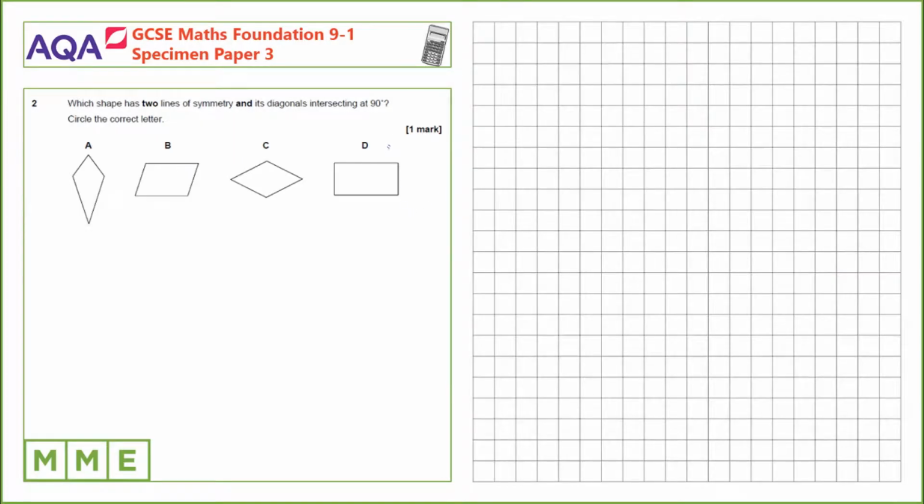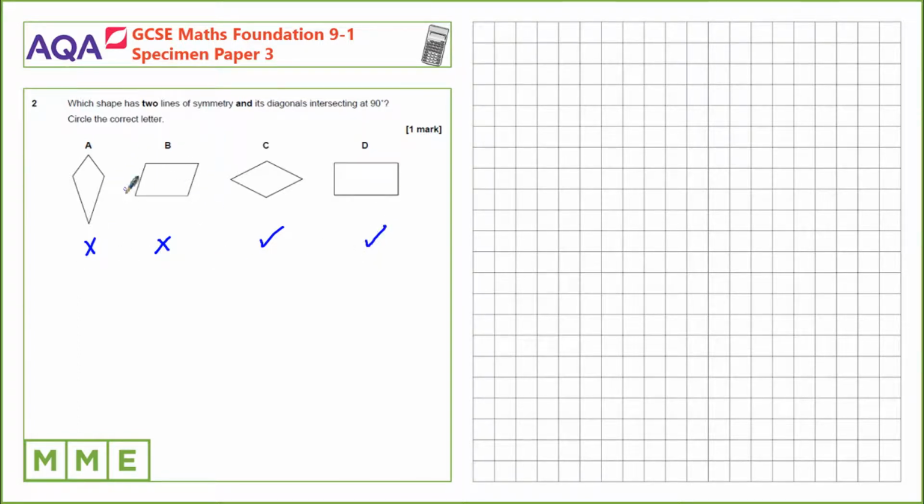Question 2. Which shape has 2 lines of symmetry and its diagonals intersecting at 90 degrees? Circle the correct letter. So, for example, A has 1 line of symmetry here and no other line of symmetry, so that's just 1 line of symmetry, so no. If we look at lines of symmetry here, we have potentially a line of symmetry along here, but if we look at it really, it won't actually have a line of symmetry. This has 2 lines of symmetry, and this has 2 lines of symmetry. These two are okay for symmetry.